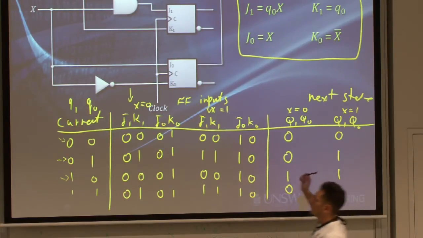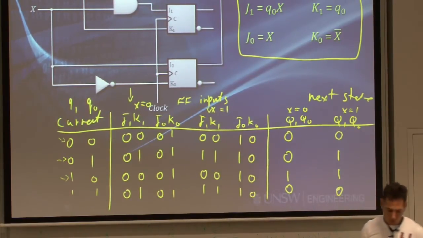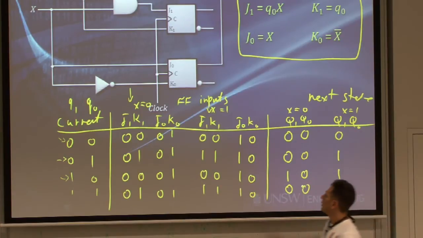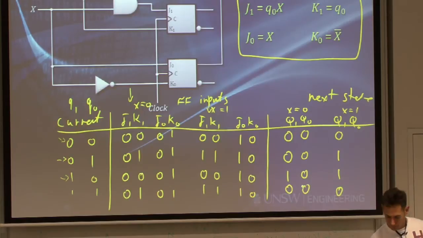Doing Q0, similar thing. I will look at this column here and this column here. Luckily, all these columns for Q0 here just tell me to put everything in reset state. So all those Q0s will go to their reset state. All these four tell me to put Q0 in a set state.